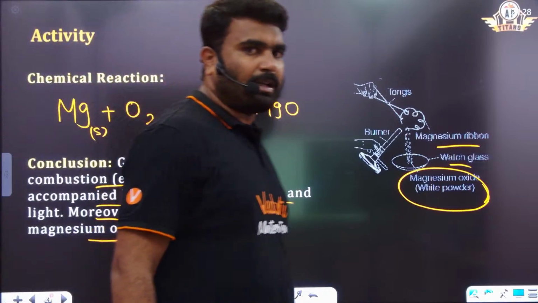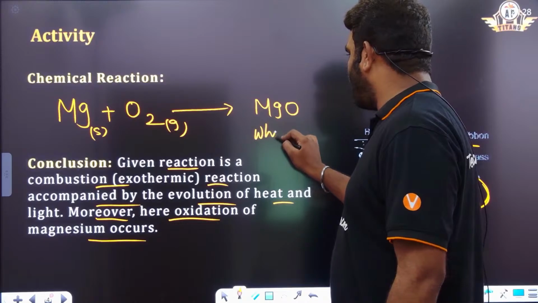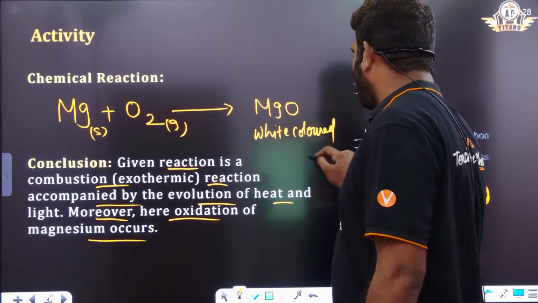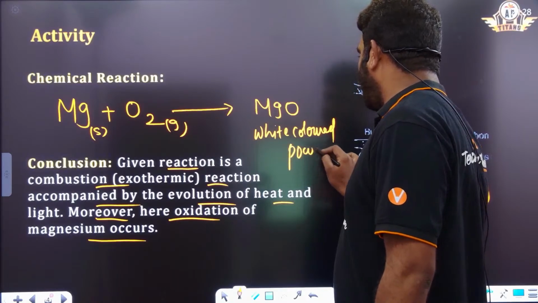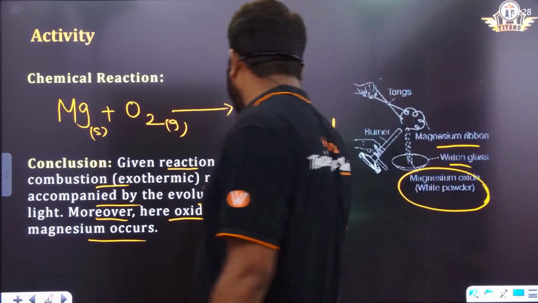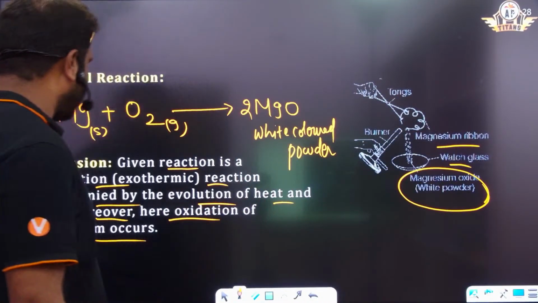So this is a white colored powder. So this is what, beta? White colored powder. So a white colored powder has to be obtained. Okay, so here 2 MgO, and this is what, beta? 2 Mg. So what is happening here, beta?